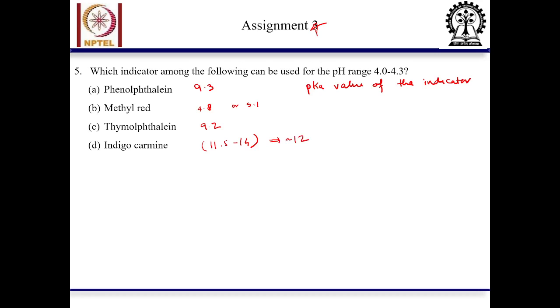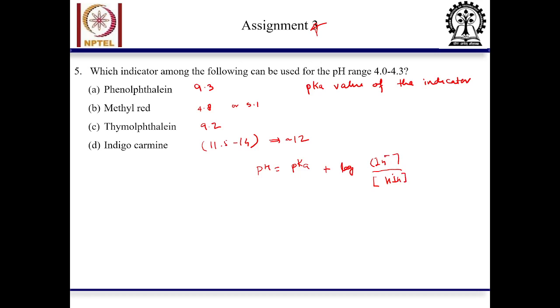Now we know the Henderson equation, right? So I will just show you. The Henderson equation is pH equals pKa plus log of the concentration of In minus divided by the concentration of HIn. Here In minus is the indicator in the ionized form and HIn is the unionized form, right?